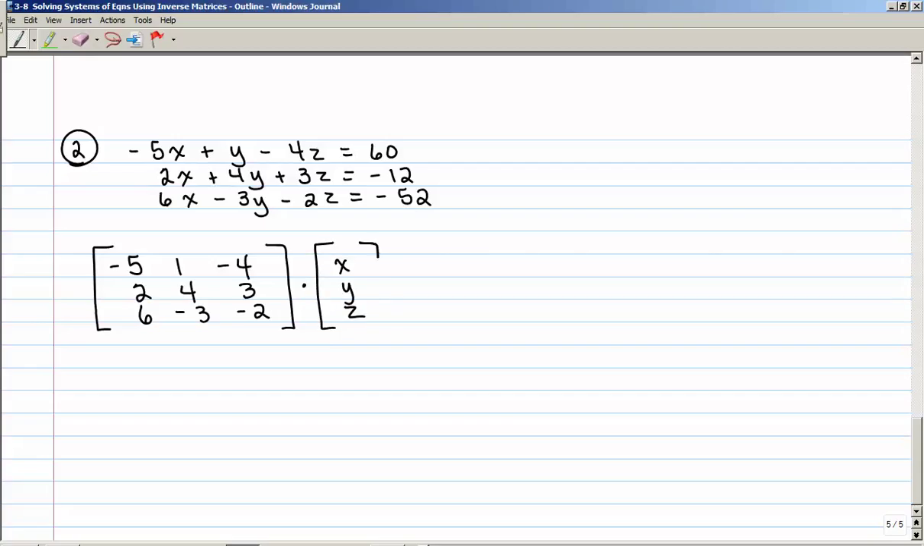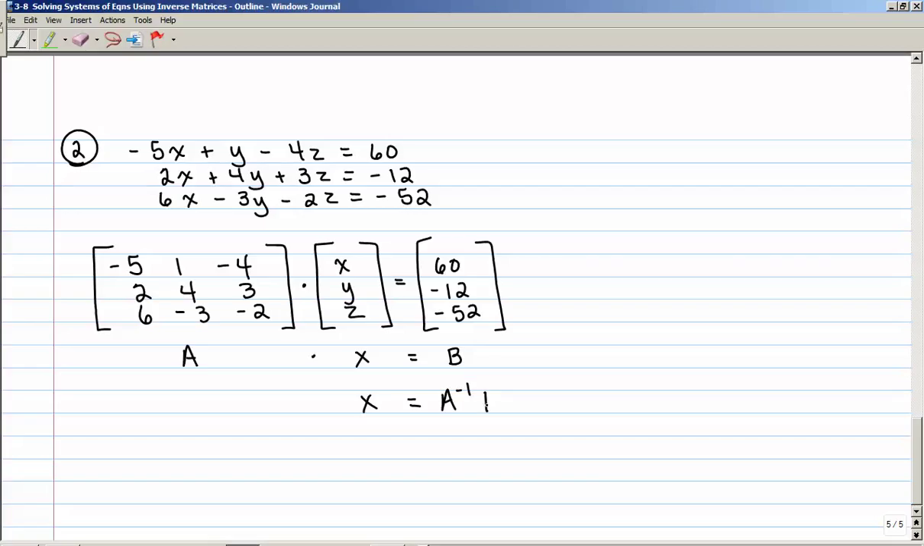And in this case, I have variables x, y, and z. And I have 60, -12, and -52. So this is my A, this is my x, and this is my B. And remember, x is equal to the inverse of A times B. So let's go ahead and put these into the calculator.